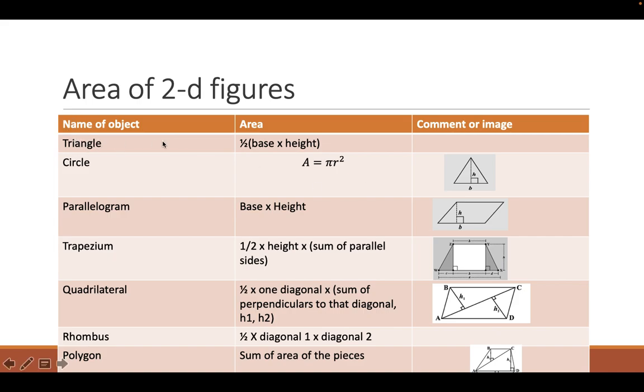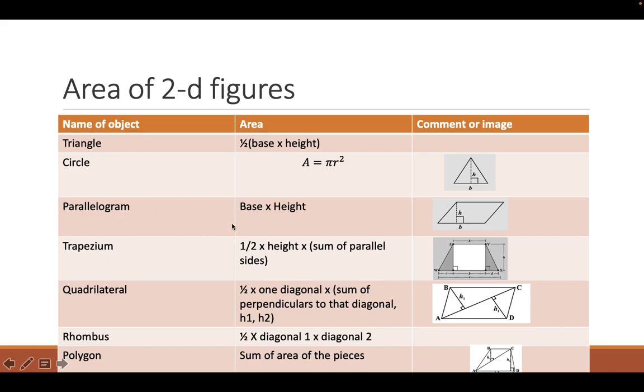The first one I missed is the triangle. The triangle figure is here. The area is half base multiplied by the height. Perimeter is easy for two-dimensional shapes, so that's why I haven't mentioned it here. Perimeter is anyway the sum of the sides, so for 2D we will just study the area.